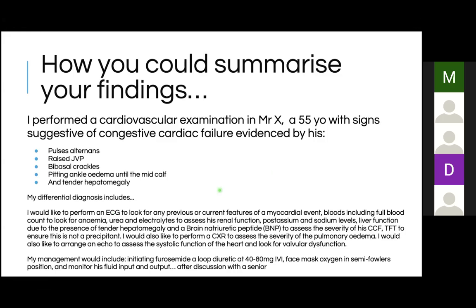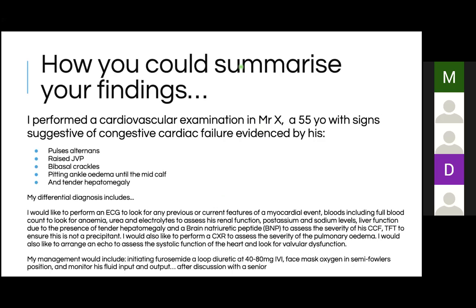So how I like to summarize my findings, this is what I basically did in medical school. You don't need to follow this at all. You can put things together however you like. But basically, I would say I performed a cardiovascular examination in Mr. X, who is a 55-year-old with signs suggestive of congestive cardiac failure, which was evidenced by his pulsus alternans. Sorry, I know we didn't talk about that, but that's something you find in CCF.